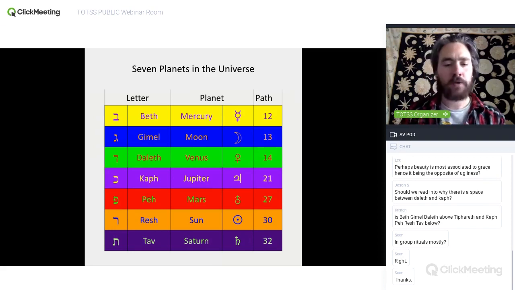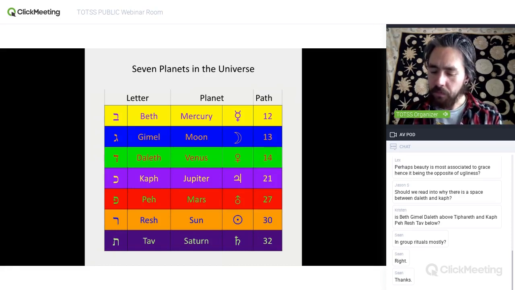Prophecy is also associated with the sun. Apollo, for example, is a solar god, very associated with prophets and oracles. All right, and then last we've got Saturn. Saturn is slow and heavy. Saturn rules over limits and limitations and binding.